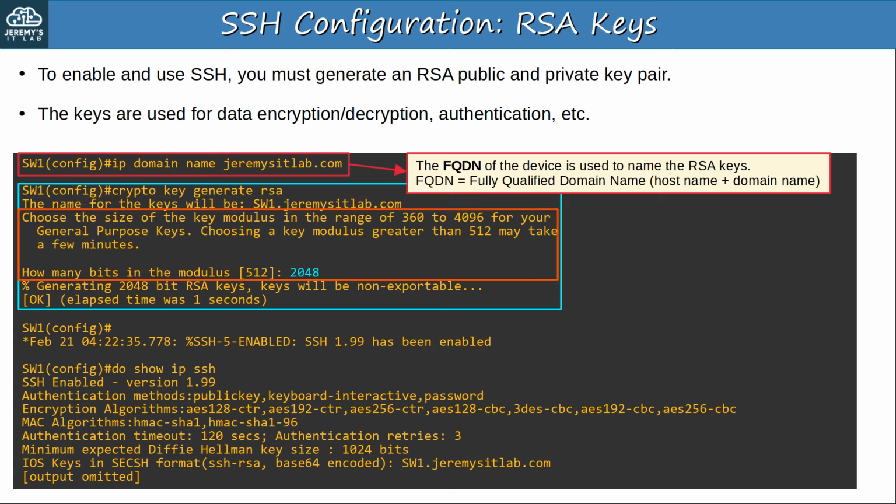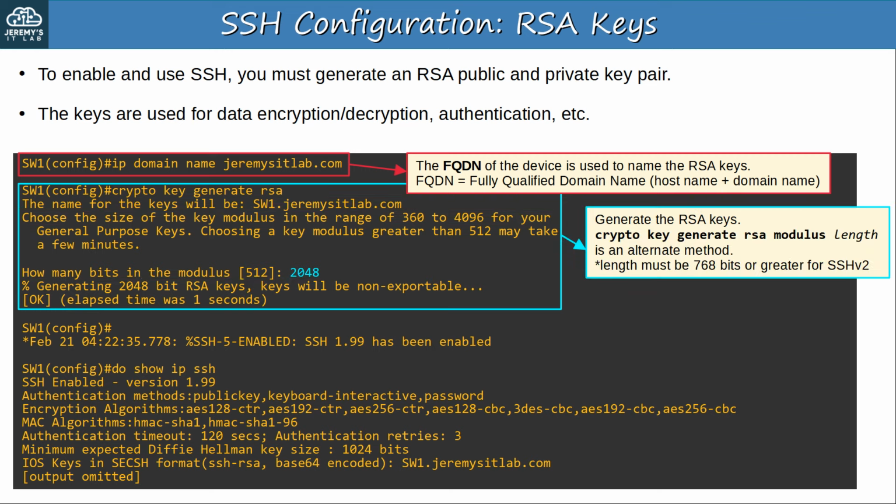Then you have to choose the size of the modulus, the size of the keys. I configured 2048 bits, as I have highlighted here. Note that you can just use the command crypto key generate rsa modulus and then specify the length, without having to specify it separately like this. The effect is the same. Note that the length must be 768 bits or greater to use SSH version 2, so make sure the keys are at least that length. Greater key lengths are more secure, but take longer to generate and use.